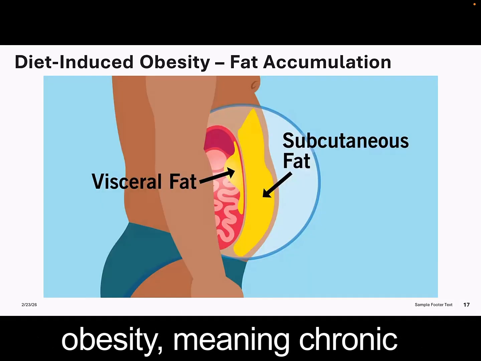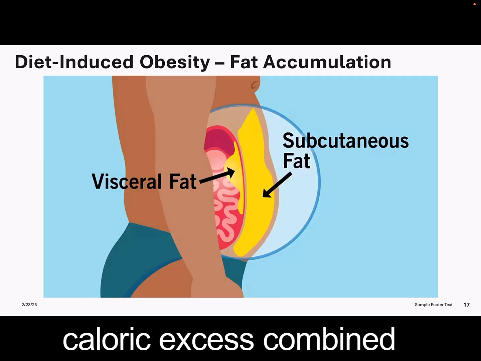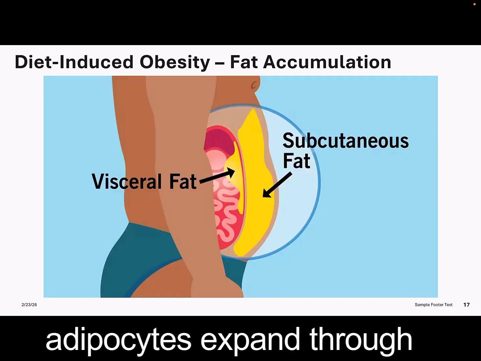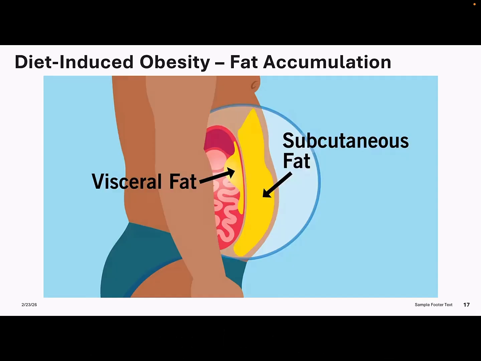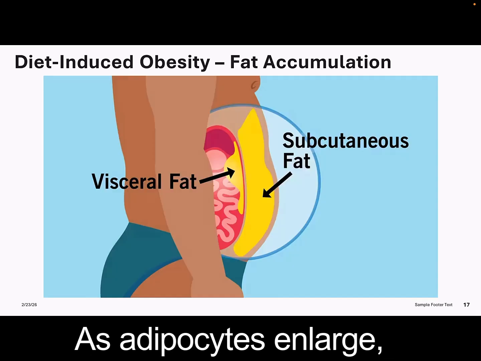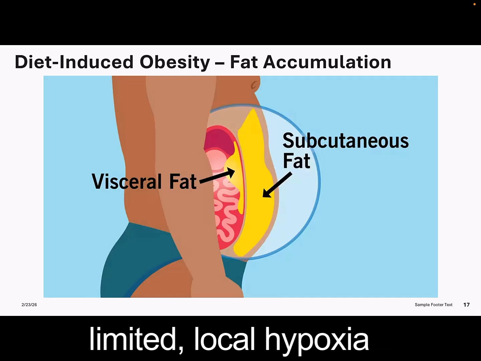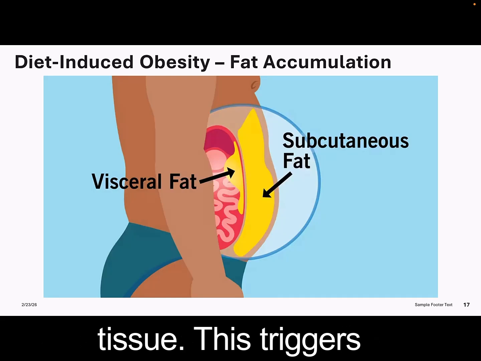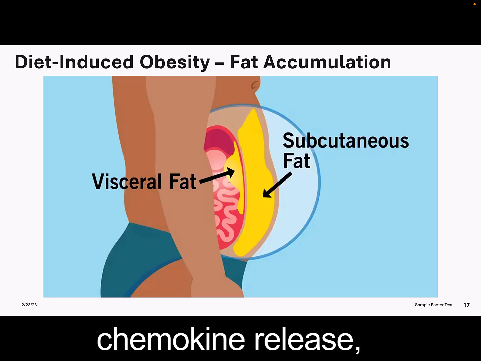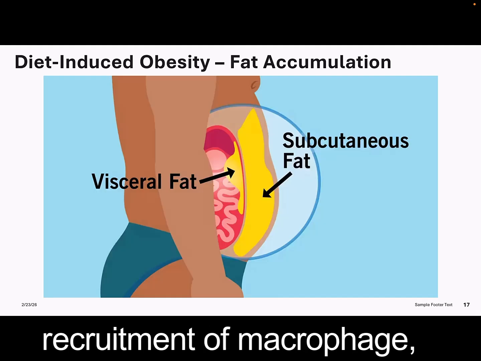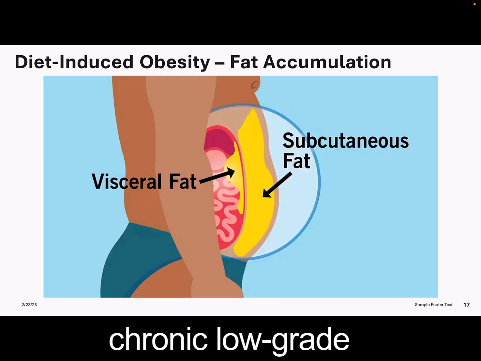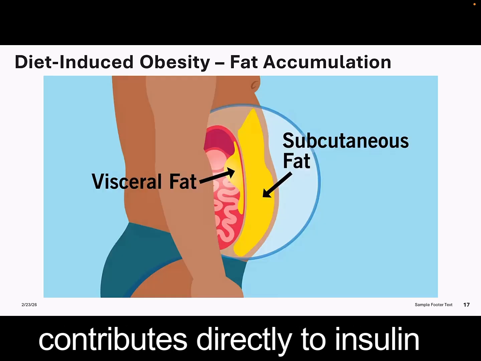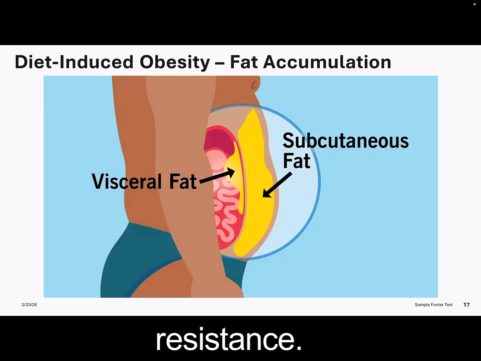In diet-induced obesity, meaning chronic caloric excess combined with sedentary behavior, adipocytes expand through hypertrophy. As adipocytes enlarge, oxygen diffusion becomes limited. Local hypoxia develops within the adipose tissue. This triggers chemokine release, recruitment of macrophages, and the development of chronic low-grade inflammation. This inflammatory remodeling contributes directly to insulin resistance.